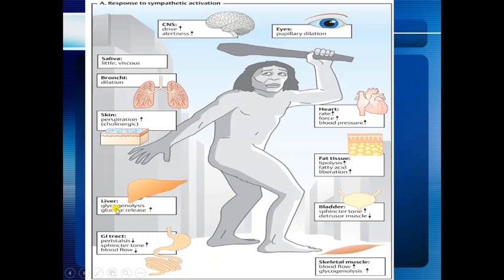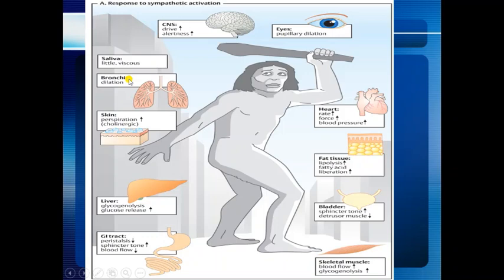In the liver, there is glycogenolysis. You are running, you need more energy, you need more glucose. So there will be glycogen breakdown in the liver, which leads to glycogenolysis, and glucose release is more. In the skin, there is increased perspiration. Though the innervation is cholinergic, under the influence of the sympathetic system, there will be more sweating.